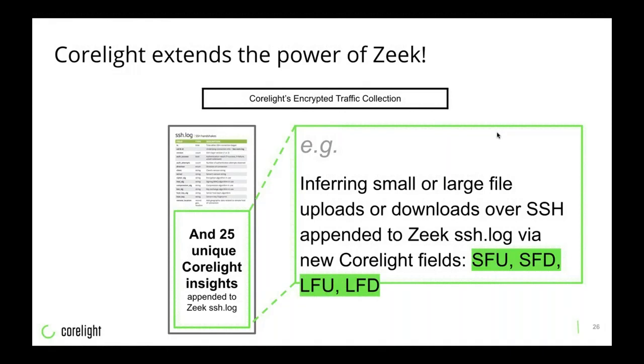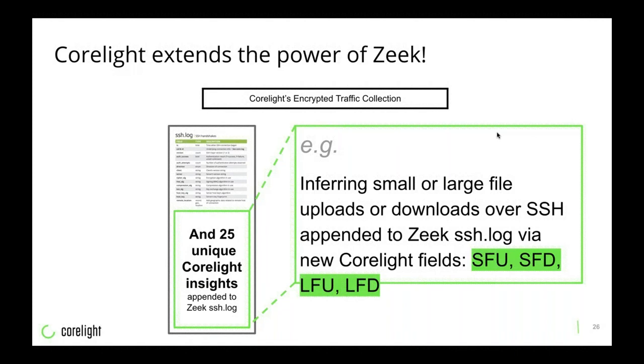Zeek has an SSH log. It's great. It tells you a lot of details about an SSH connection without breaking and inspecting it. But our research team and our security engineering team have developed a set of over 24 unique Corelight insights that go beyond that SSH log and enrich it with really, really powerful insights for analysts, all without break and inspect.